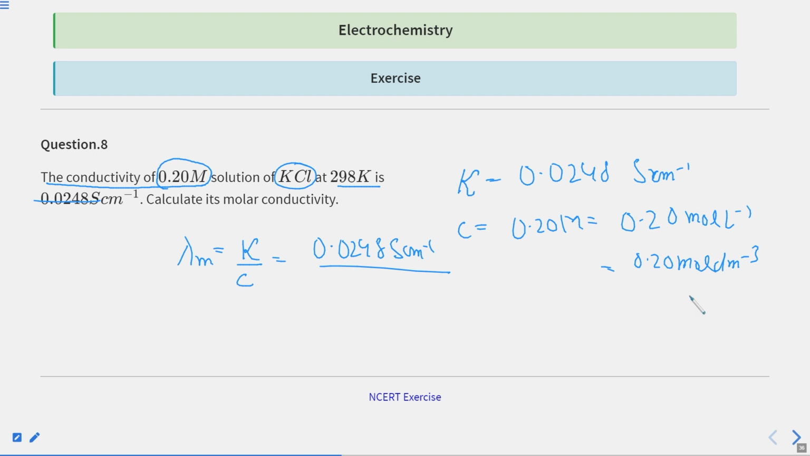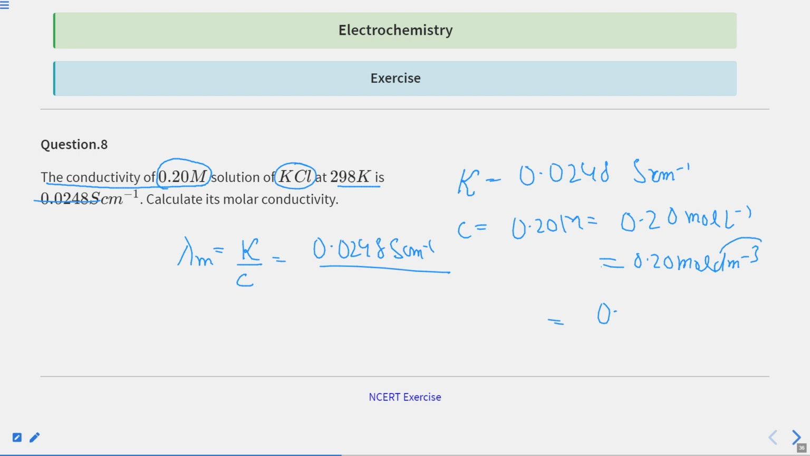What about the value of this? So here it is decimeter cube, right? We have to convert it into centimeter cube, right? So centi is smaller than deci. If you convert deci into centi, you have to multiply it.